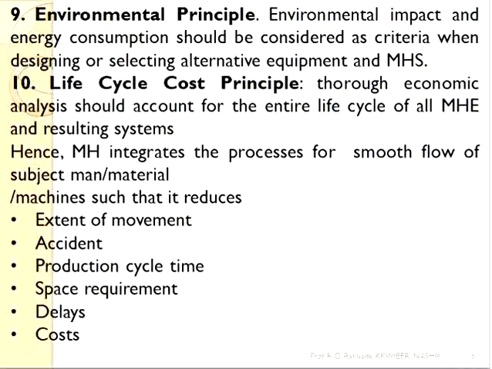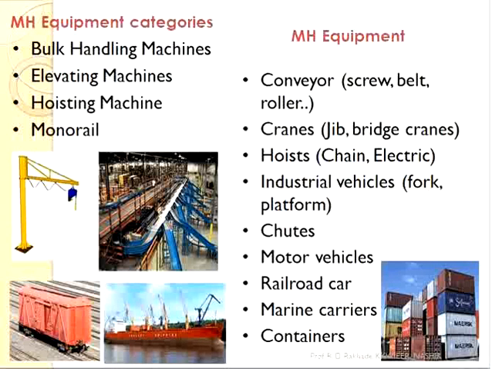So hence, material handling integrates the process for smooth flow of man, material, and machine such that it reduces the extent of movement, accidents, production cycle time, space requirement, delay, and cost. There are several categories of material handling equipment, such as bulk material machines, elevating machines, hoisting machines, and monorails for conveying raw material.